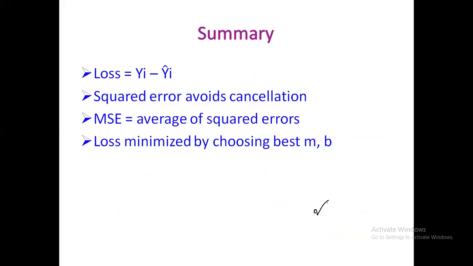The mean square error calculates the average squared error across all samples, and minimizing this value helps find the best slope and intercept. The entire learning process is driven by reducing loss, making the loss function the central component of model training. So that's all about the loss function.